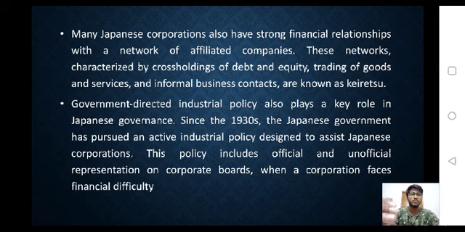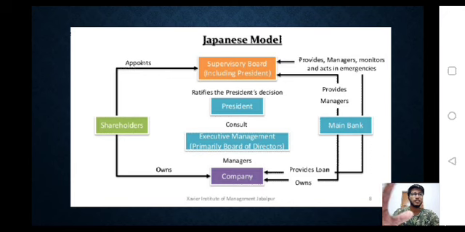They give official or unofficial representation on corporate boards. They give assistance to the corporations. So this is all about the Japanese model.